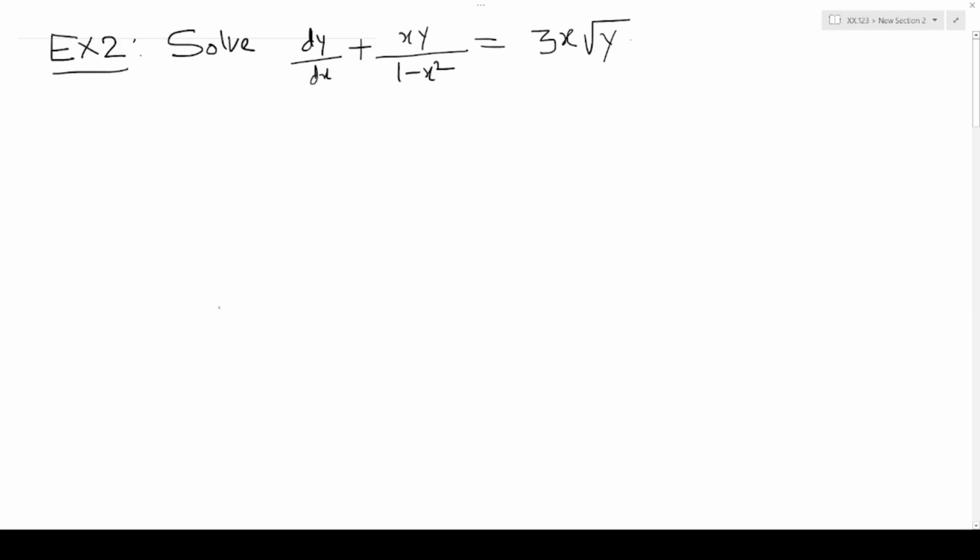Solve the differential equation dy by dx plus xy upon 1 minus x square equals 3x root y. So what do you do now?